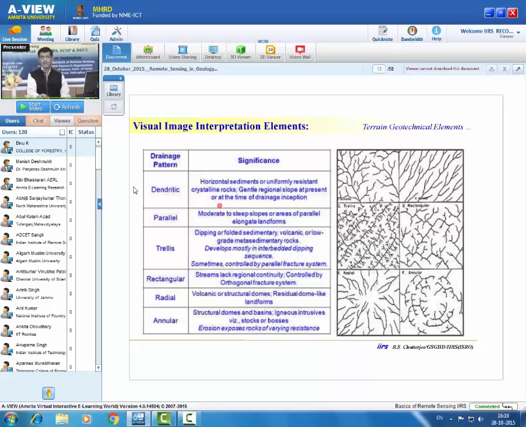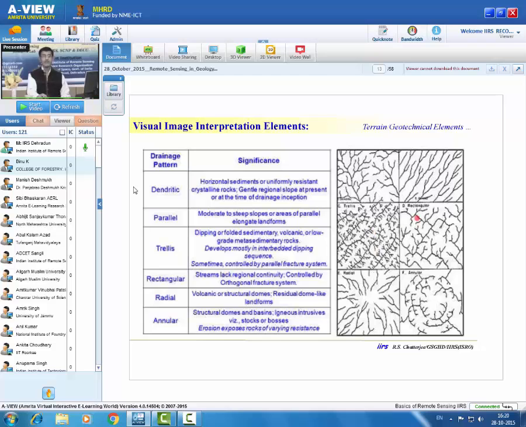Then parallel drainage as well. How to interpret it? Parallel drainage develops where the slope is moderate to steep. Trellis drainage, as I already told, indicates dipping or folded sedimentary beds that are arranged parallel. In this kind of terrain you will get the trellis drainage pattern, with main drainage parallel to each other and shorter streams across it. These are shorter in size and perpendicular to the main streams.